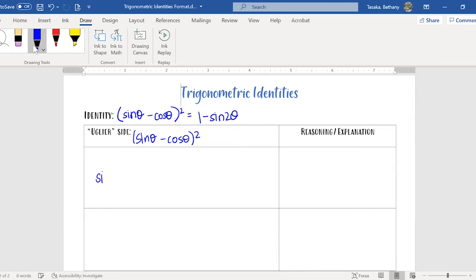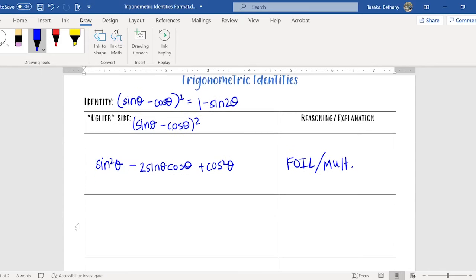So that's your first term, sine squared theta, minus sine times cosine doubled, so 2 sine theta cosine theta, the last term squared, so cosine squared theta. And that's just foiling or multiplying, whatever you want to call it, but just expand it, right? The same way you would x minus y all squared. So from there, what can you do?